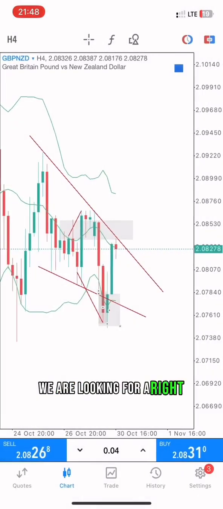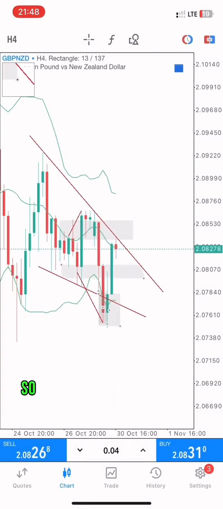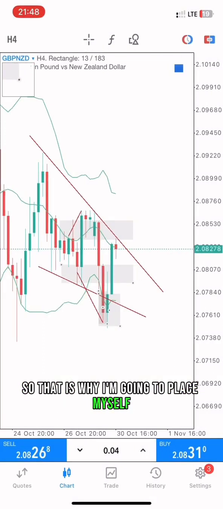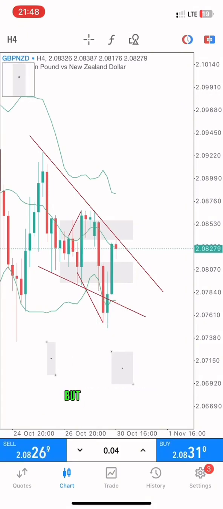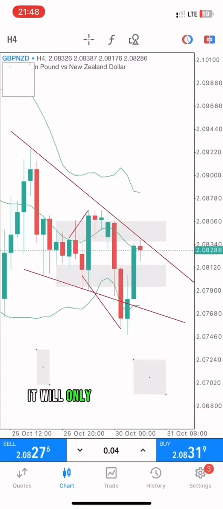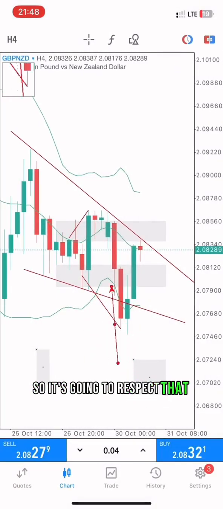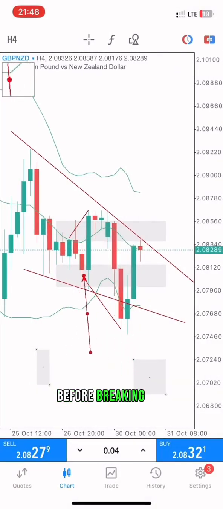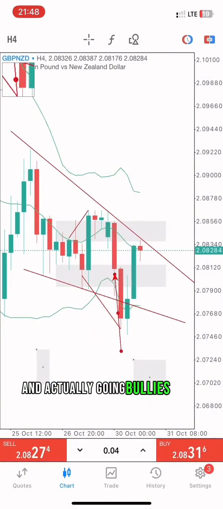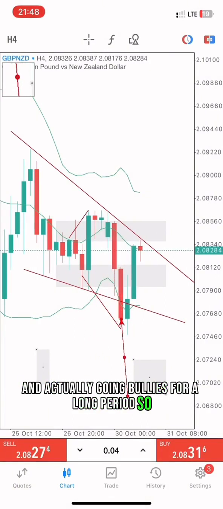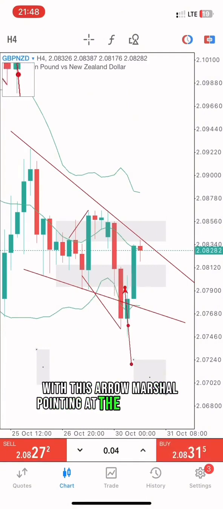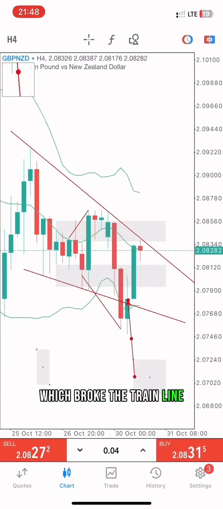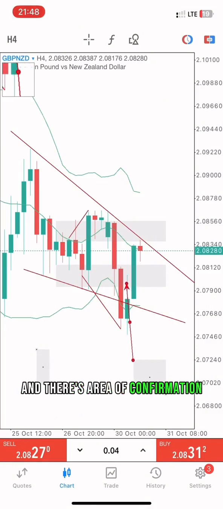We are looking for our right shoulder, which is already forming, so that is why I'm going to place my sell. Some people would think it's about to break out going upwards, but it can do that. It will only be a stop loss taker. There is a Quasimodo there, so it's going to respect that Quasimodo first before breaking out and actually going bullish for a long period. So with this arrow, I'm actually pointing at the candlestick which broke the trend line, and there's an area of confirmation here.